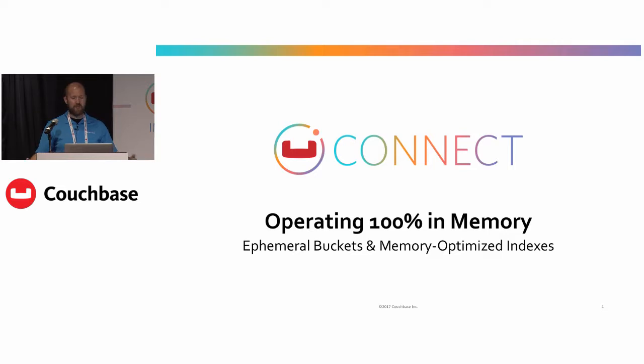I am here on behalf of my colleague Dean, who could not be here, to present to you guys today about two great features that will allow you guys to operate your Couchbase clusters 100% in memory. Operational excellence. You know, if you're sitting in this room, that's something that you care about, and a lot of that comes down to optimizing your applications and your Couchbase clusters for performance and throughput. So we've been sensitive to that. We've included a lot of features on our roadmap to help you guys manage that and to optimize performance. And we're going to talk about those today: ephemeral buckets and memory optimized indexes.